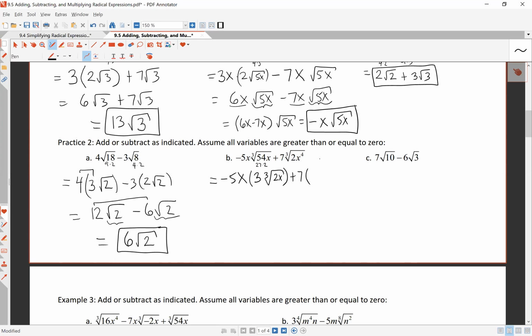Cube root of 2. 2 can't go anywhere, but the x to the fourth, 4 divided by 3 is 1x coming out. And 1x staying underneath next to that 2. Now we multiply these and get negative 15x cube root of 2x plus 7x cube root of 2x.